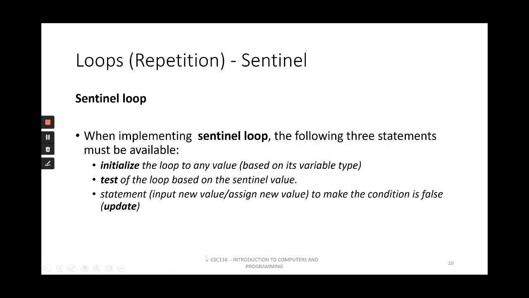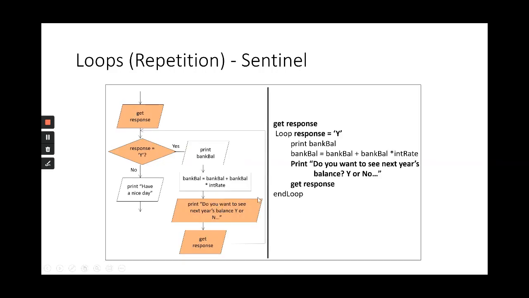Next is the sentinel loop. When implementing a sentinel loop, the following three statements must be available. First, we must initialize the loop to any value, based on the variable type. Then we test the loop based on the sentinel value, and we update the value to make the condition false. So these are the three statements. This is the example.